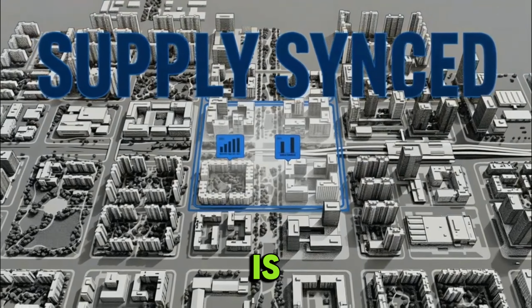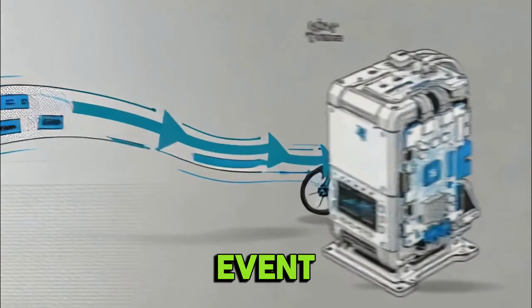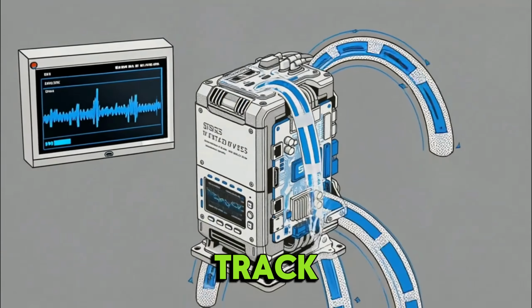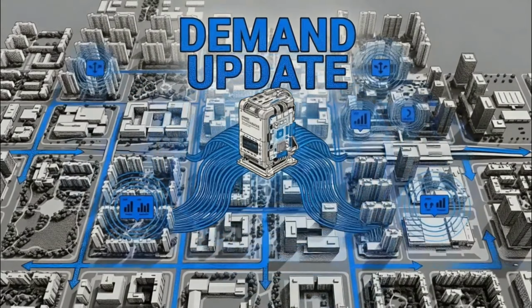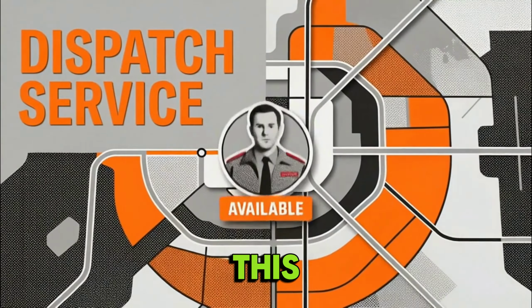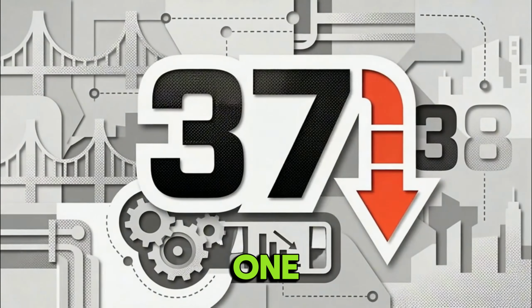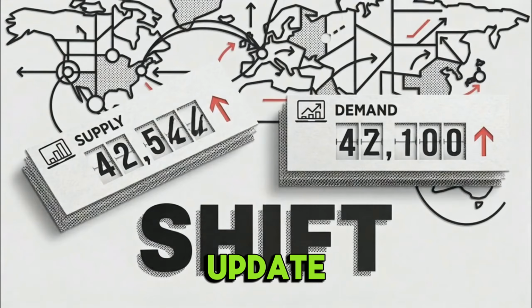The second is the ride.requests topic. Every time a rider requests a ride, a ride request event is published. The surge engine consumes this stream to track real-time demand building in every zone across every city. The third is the ride.completions topic. When a ride ends, this event tells the surge engine that a driver is available again, and that 1 unit of demand has been fulfilled. Both the supply and demand counts update accordingly.